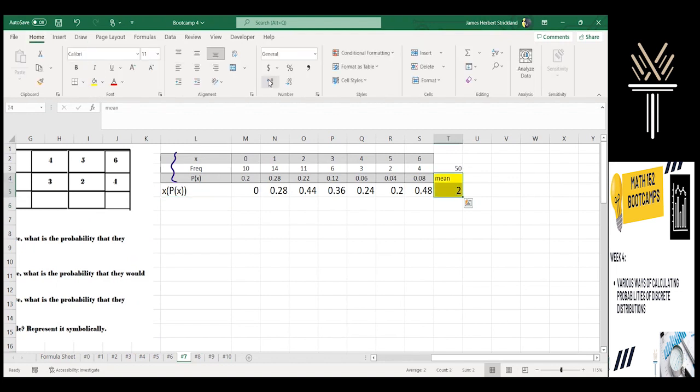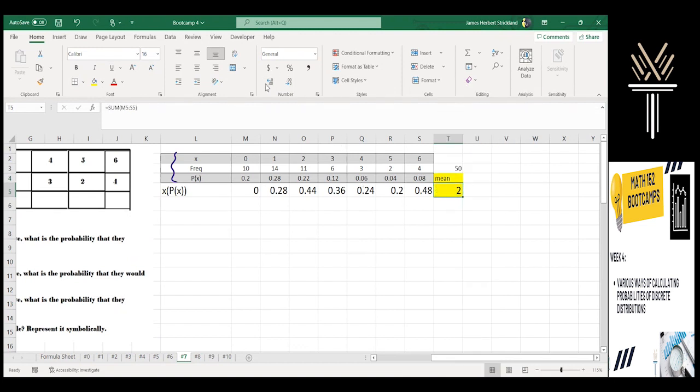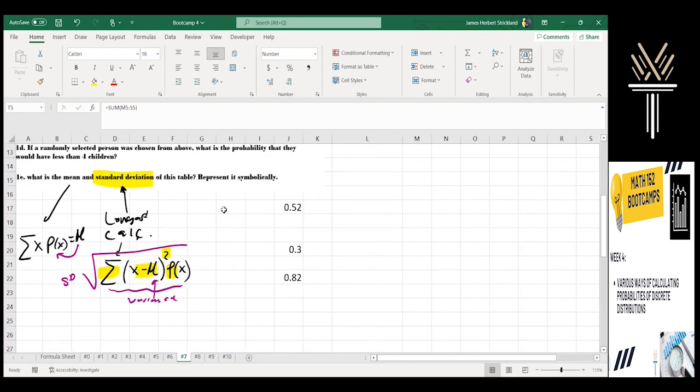I'm going to color it yellow. Let's see if there's any decimals involved. Sometimes there is, sometimes there isn't. But no, it's nicely 2. So that's going to make entry a little easier. But now we have to do the next parts. We want to get standard deviation.